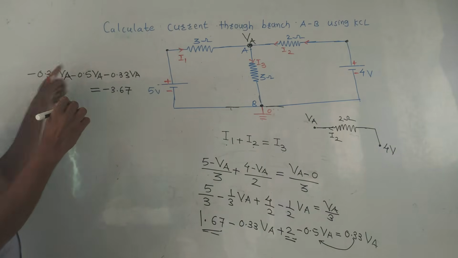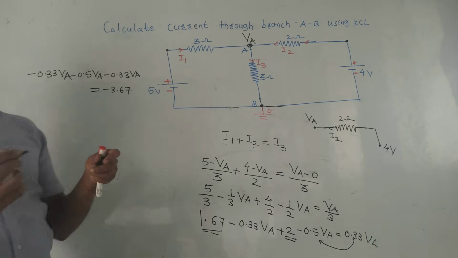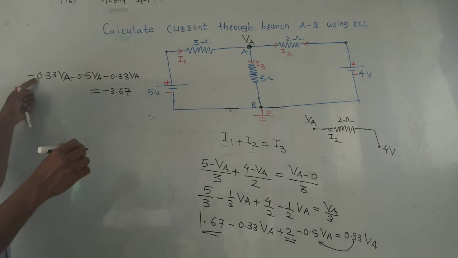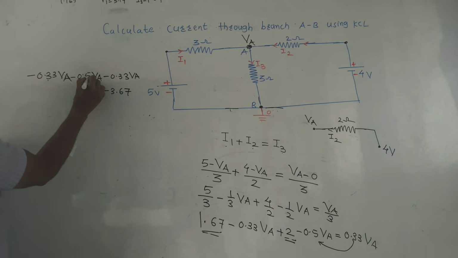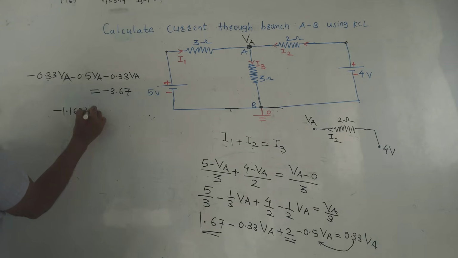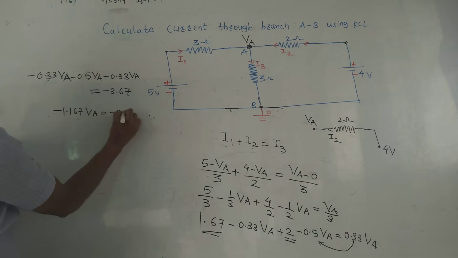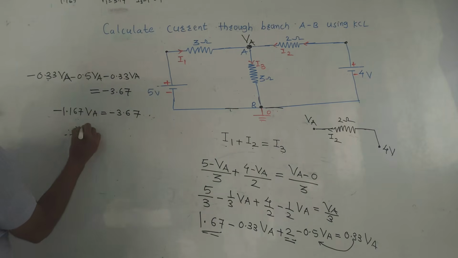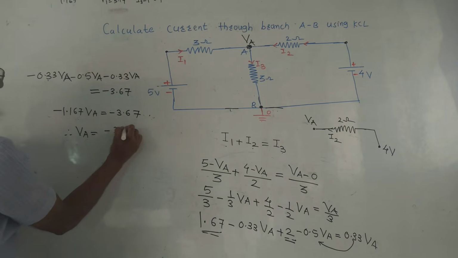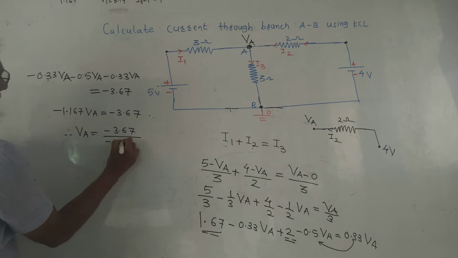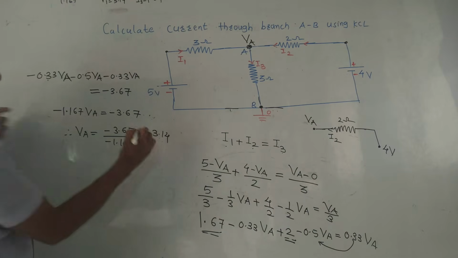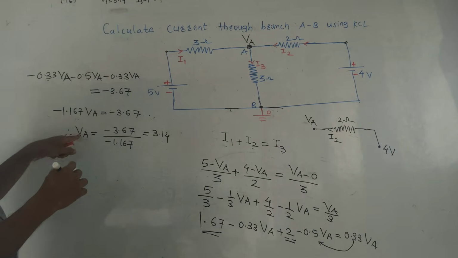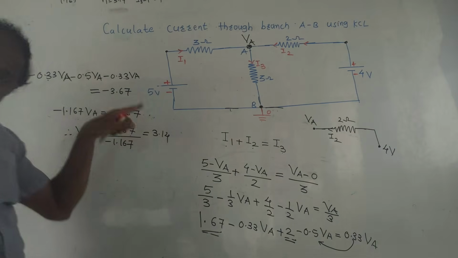Take VA common, perform the addition. Now let us add these terms at the LHS. So it will be minus 0.33 minus 0.5 minus 0.33, which is minus 1.167 VA, equal to minus 3.67. Therefore VA will be minus 3.67 upon minus 1.167. So it is 3.14. You can do these calculations on the calculator. So VA is 3.14. But in the question, VA is not asked.